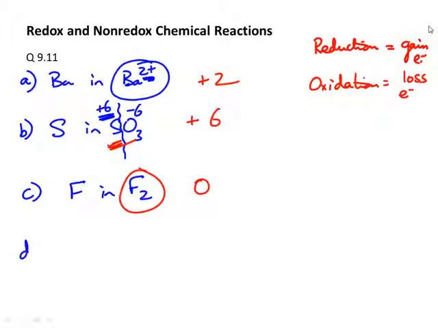Okay, D, phosphorus in the ion PO4 3-. Now for this we again have to analyze. First of all, we have to establish which atom is more electronegative, phosphorus or oxygen. Oxygen is more electronegative than phosphorus, and then we also have to keep in mind that there's an overall charge of 3- on phosphate.